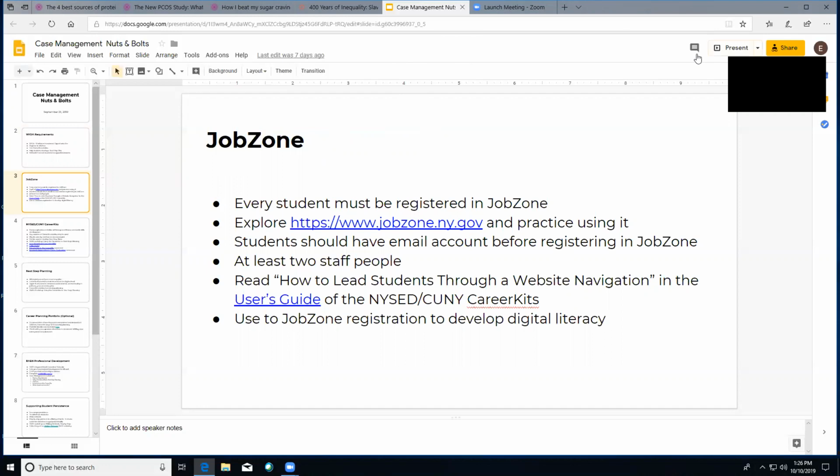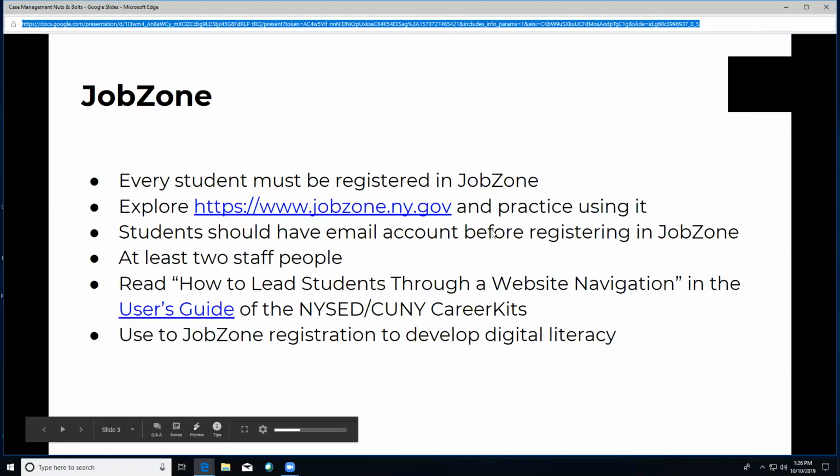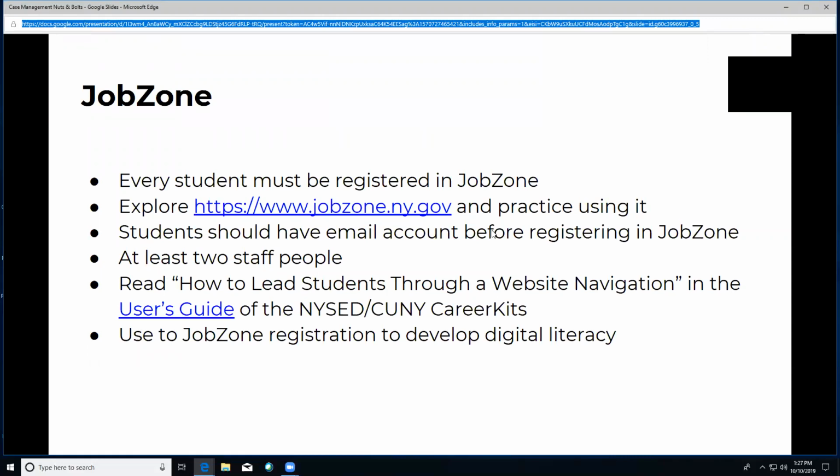So for Job Zone, every student must be registered in Job Zone, and I have the link right here to Job Zone. What I recommend is that you follow that link and explore the website and practice using it so that you're prepared to lead that with students.